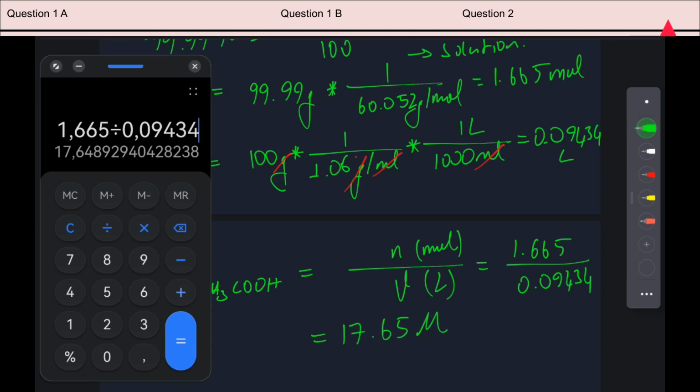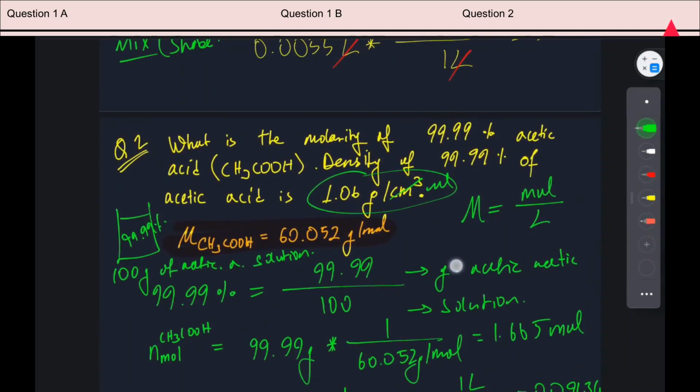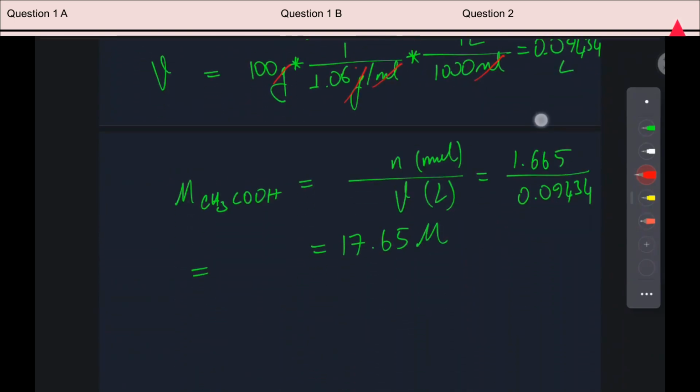Again, I want to check the significant figures. We know the density with 3 significant figures, so I want to use 3 significant figures. The correct answer should be 17.7 molar.